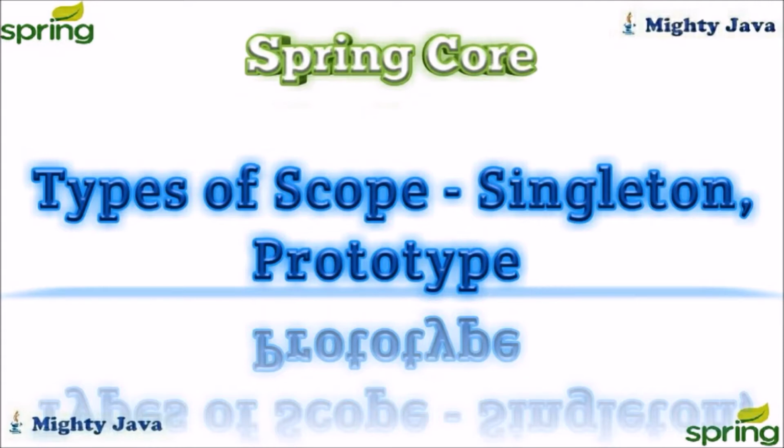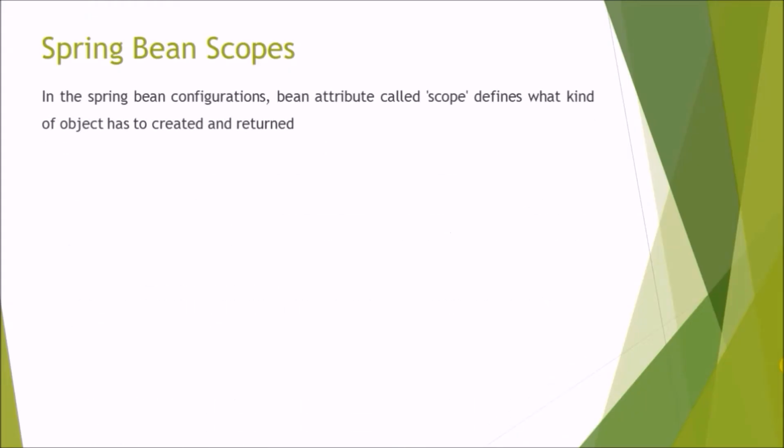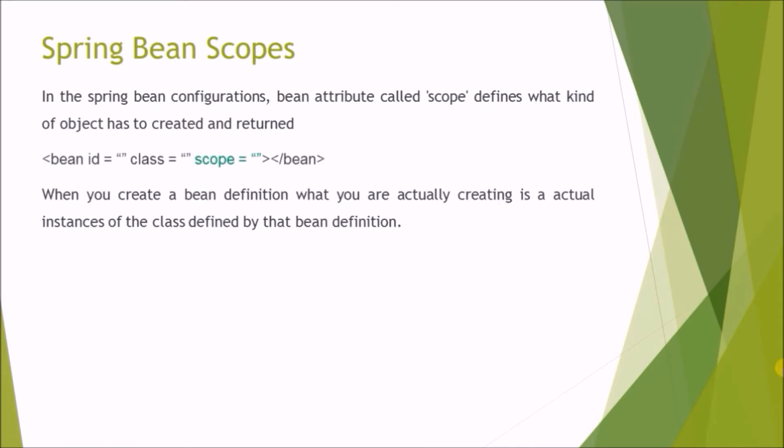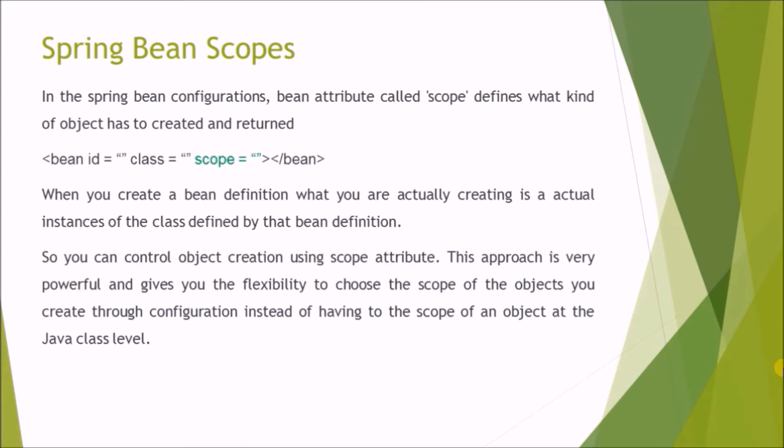In this video, we will see the types of scope provided by Spring. In the Spring bean configurations, the bean attribute called scope defines what kind of object has to be created and returned. Here is the syntax. When you create a bean definition, what you are actually creating is an actual instance of the class defined by the bean definition. So you can control object creation using the scope attribute. This approach is very powerful and gives you the flexibility to choose the scope of the objects you create through configuration instead of having to set the scope of an object at the Java class level.